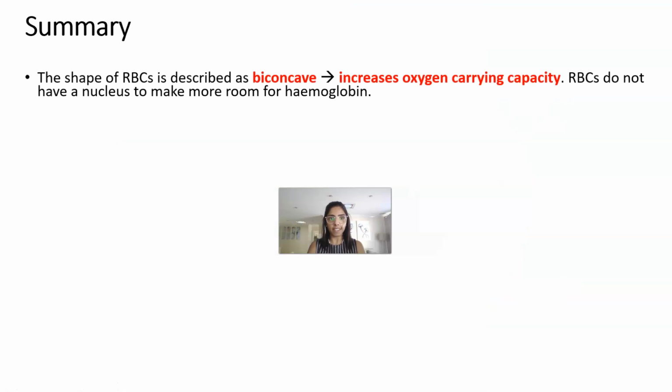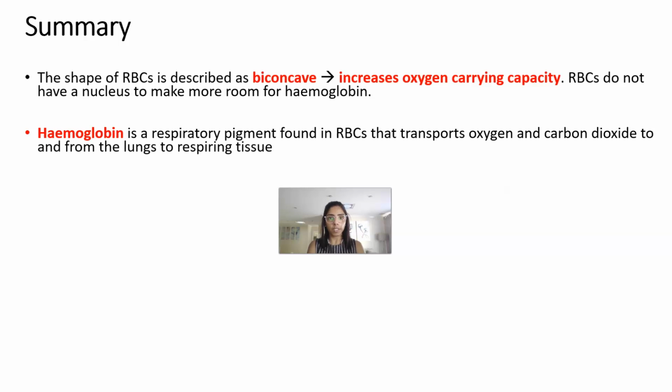So just to summarize this lesson, we've noted that red blood cells, or erythrocytes, have a biconcave structure. The reason for this is to increase the oxygen carrying capacity of the cells. They don't have a nucleus or some other organelles, and that is simply to make room for more hemoglobin. We know that hemoglobin is a respiratory pigment found in red blood cells, and its job is to assist in the transportation of oxygen and carbon dioxide from the lungs to respiring tissues around the body.